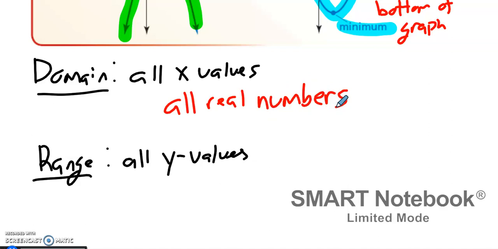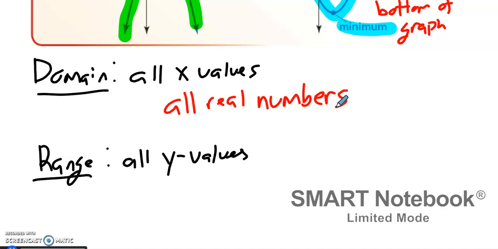Because these graphs go on forever, it's going to use every single x value possible. The only time it wouldn't be all real numbers is if you're given the graph on a coordinate grid and it stops. It says, okay, we're ending at these two coordinate points. Then that would be the only time you say, oh, all the way to the left is like -3, and all the way to the right is like 8. But 99% of the time it's going to be all real numbers.